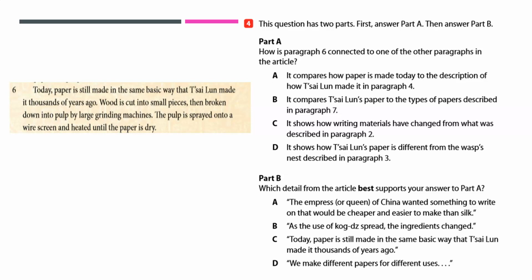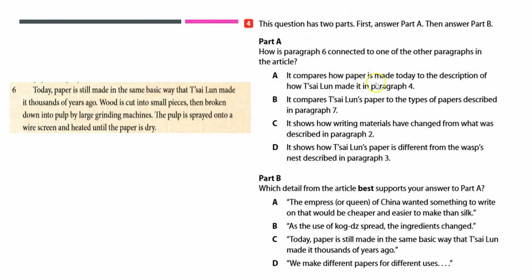Okay. So it's always important when you see the word connected, it's like related, like relative. Like you and your parents or your guardians are connected, you're related. So, paragraph 6 talks about how the way paper was made when Saloon made it thousands of years ago is similar to how we do it today. So let's see which one matches up.